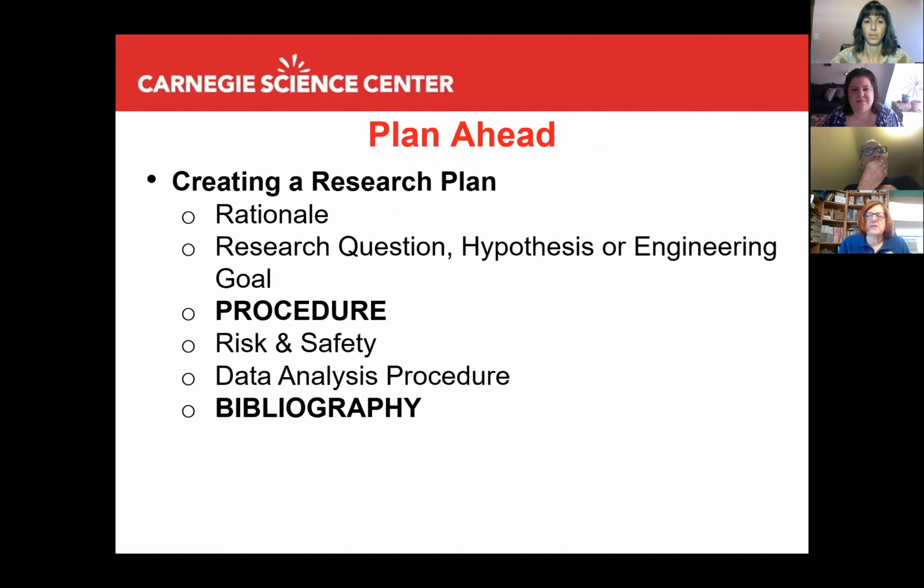They need to have a procedure. They need to identify that they've thought about the risk and safety of their project. They need to have a little bit about how they're going to analyze the data. And they need to have a bibliography. Now, the two things that are highlighted there are the two most important things. We will generally be able to pass a project on review if they have at least a procedure and a bibliography. If they don't have either one of those, we're going to send it back to you and to the student to add those things. So make sure that your students have at least a procedure and a bibliography when they create a research plan.